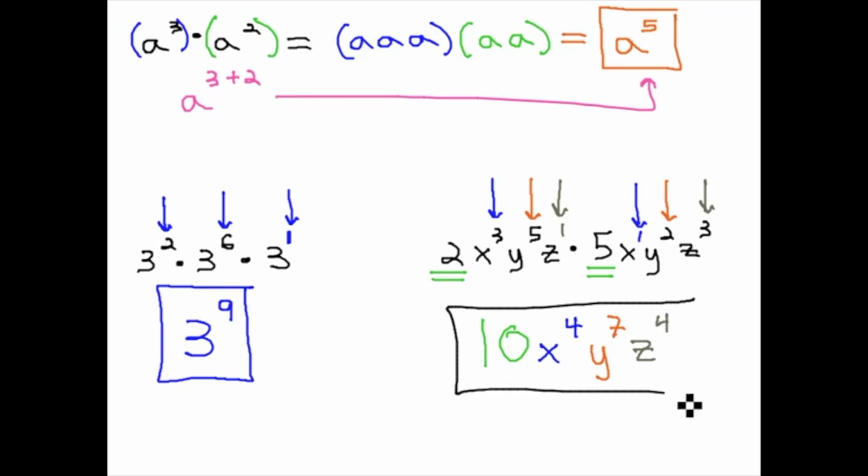And so when we multiply 2x cubed, y to the 5th, z to the 1st, by 5x to the 1st, y squared z cubed, we end up with 10, x to the 4th, y to the 7th, z to the 4th. Again, the product rule of exponents says that we can combine the same base together, if it's multiplied, by adding the exponents to find the total number of that base that's multiplied together.